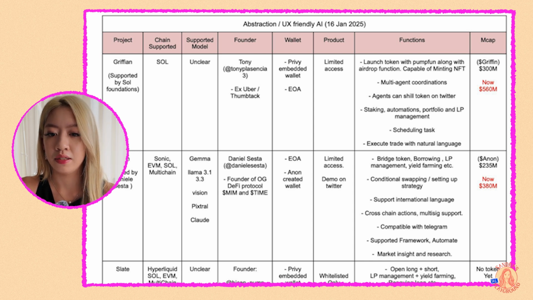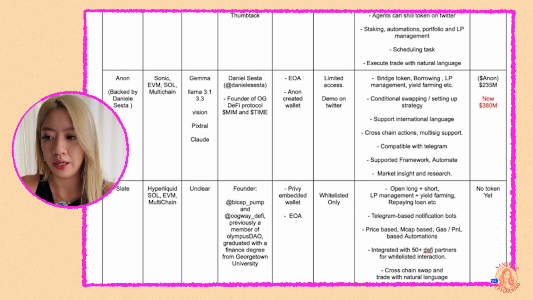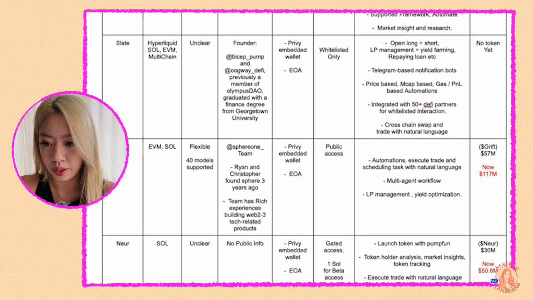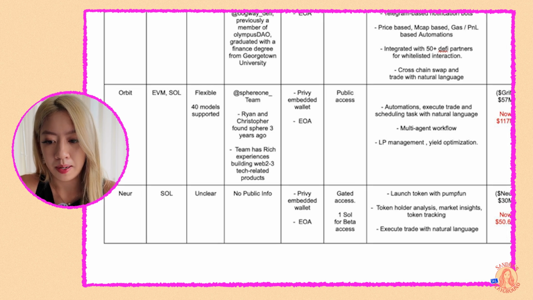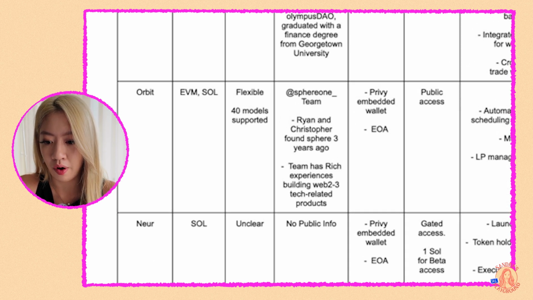So we have Graphene as the market leader. You have Anon that's coming up. And when you look at Orbit, Orbit is very flexible. They have a ton of models supported. It's by the Sphere One team. Essentially Ryan and Christopher founded Sphere 3 years ago. So this team has very rich experience in the Web2 world, and now obviously they're building a killer product in Web3. I think this merge of Web2 and Web3 is really coming together for them.